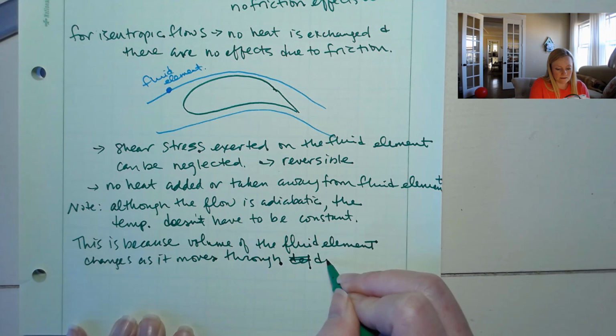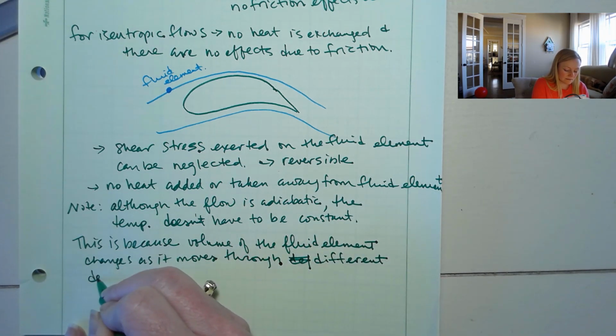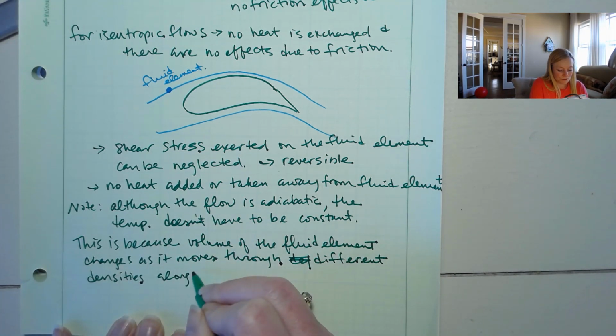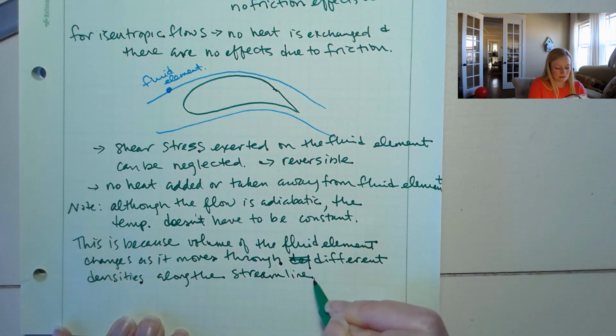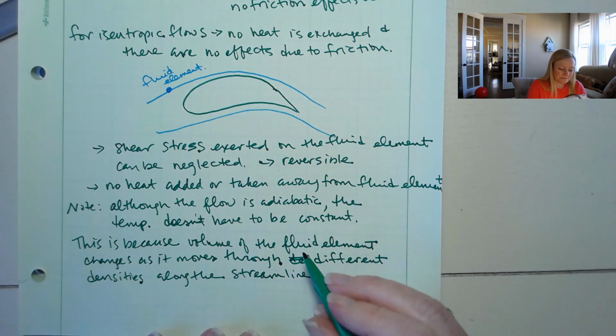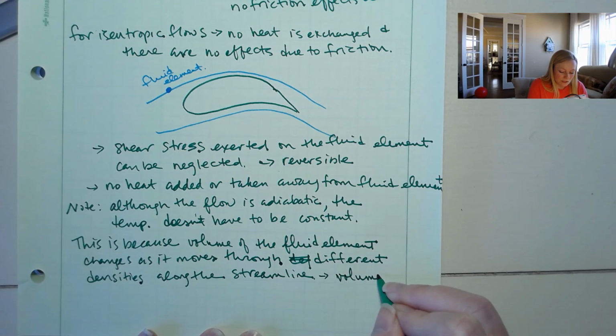Whoops. It's not how we spell different. All right, so here's different. So we got different densities along the streamline. Okay, because remember, this is compressible flow, not incompressible flow. So our densities can change, right? Okay, so we've got this fluid element. It's moving through different densities along that streamline. Well, if we've got different densities, then we can say that the volume changes.